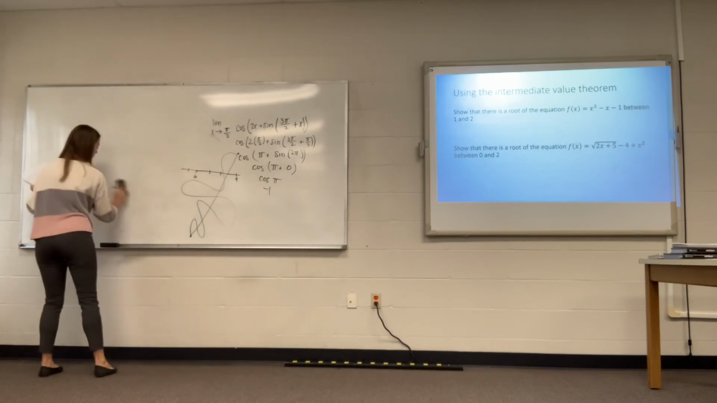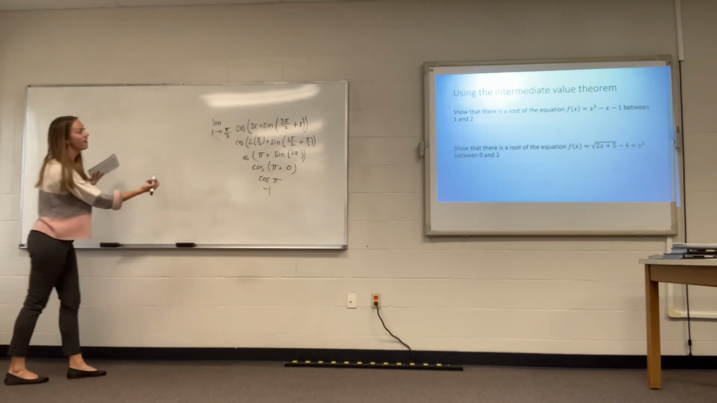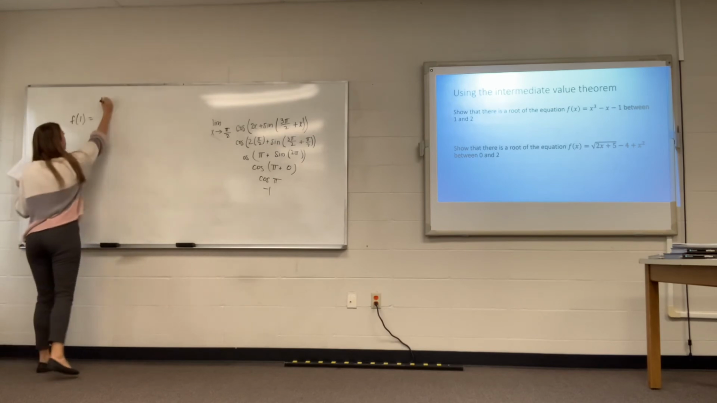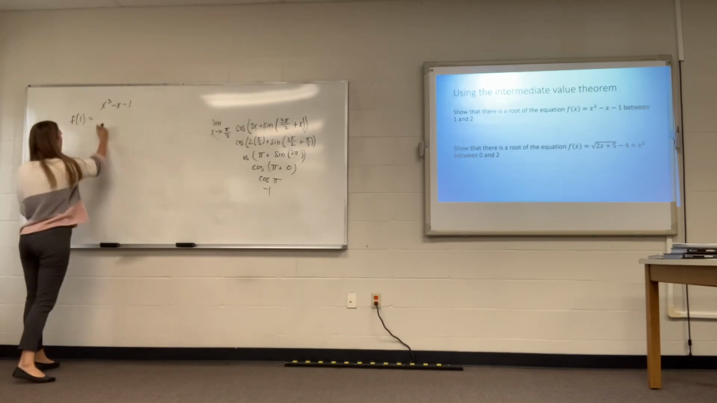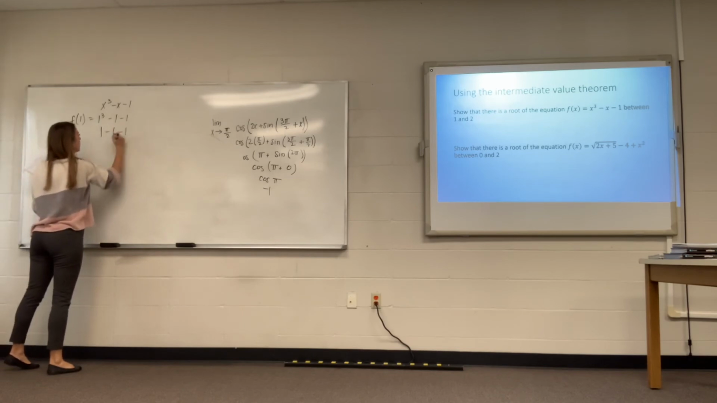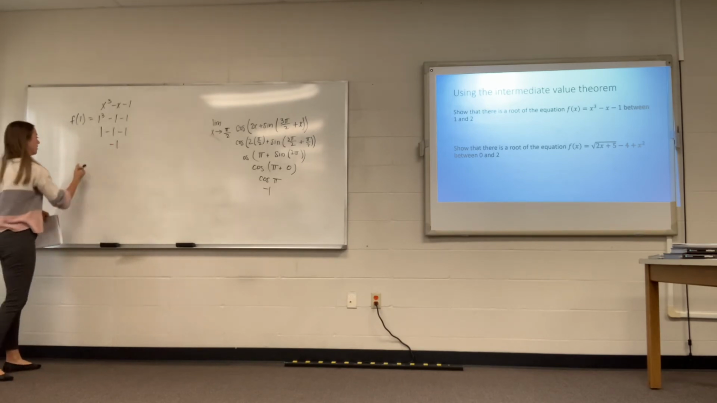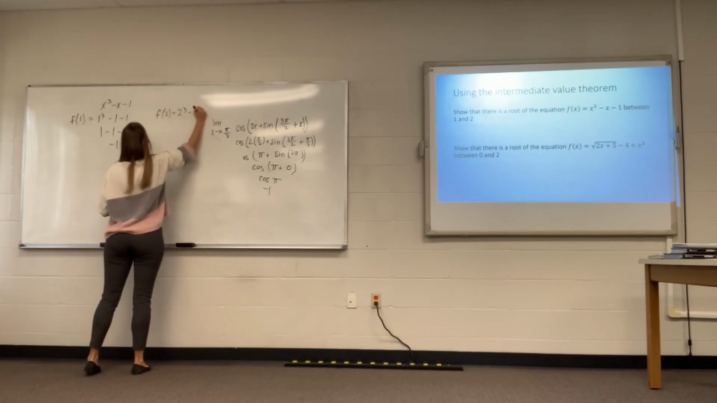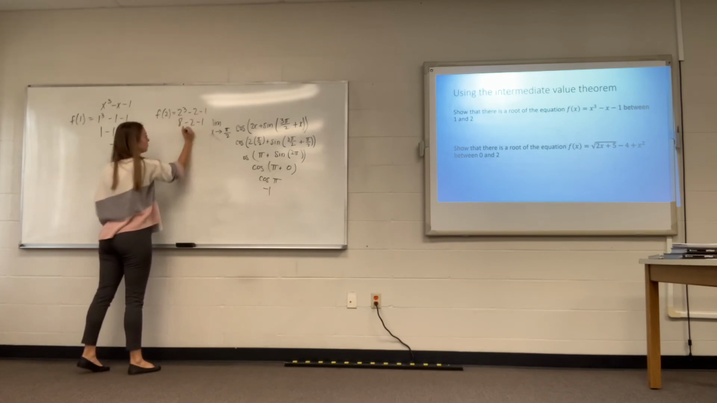So if I have my equation, we'll go ahead and plug 1 in first. I'm using x cubed minus x minus 1. If I plug 1 in, I'd have 1 cubed minus 1 minus 1. Well, I know 1 cubed is 1, minus 1 minus 1. So 1 minus 1 would be 0, minus 1, so I'm going to have negative 1. And then when I plug in 2, I'd have 2 cubed minus 2 minus 1. Well, I know 2 cubed is 8, minus 2 minus 1, so 8 minus 3 is going to give me 5.